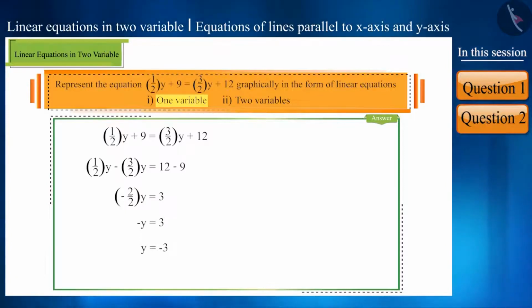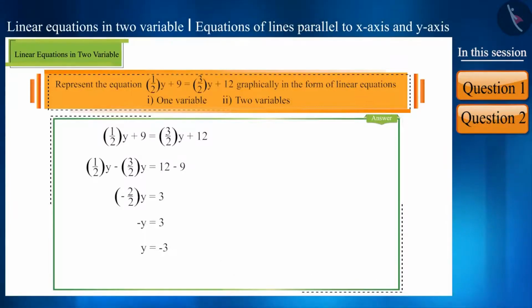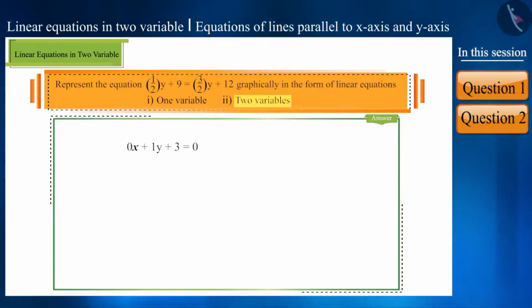Where will you represent this? On a number line or on a graph? You're right, this point will lie on the number line here. We have not yet solved this question completely. We now have to represent it in the form of linear equations in two variables, and it will be 0x plus 1y plus 3 is equal to 0.